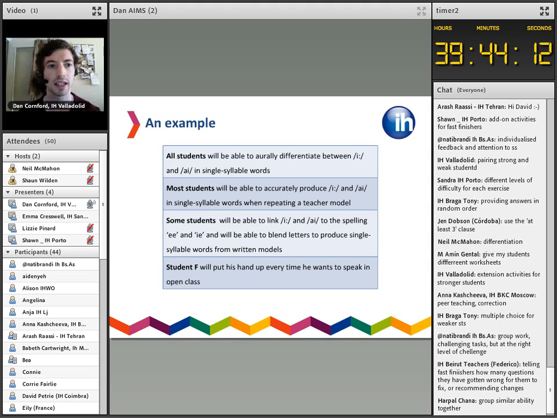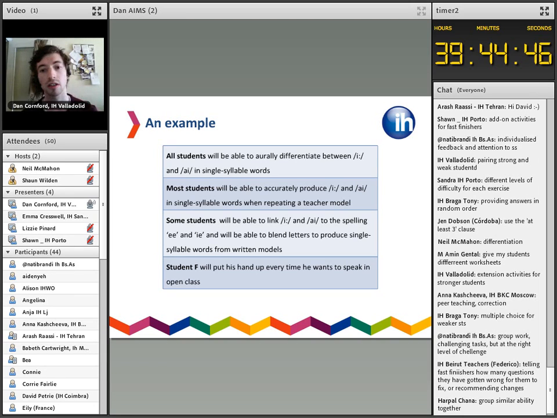So at the top, you can see what I expected all of my students to achieve in that lesson, which was to be able to differentiate between the E and I sounds in single syllable words. And they were all able to do that. Fantastic. Then I expected most of the students to be able to produce those sounds in single syllable words when they were repeating a model from me. In the event, all of them were able to do that. Some of them found it more difficult, but they were all able to do that. Great, very happy about that.